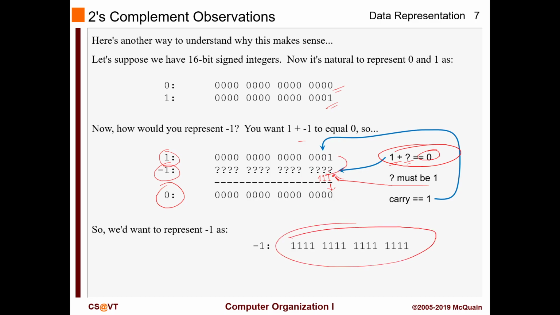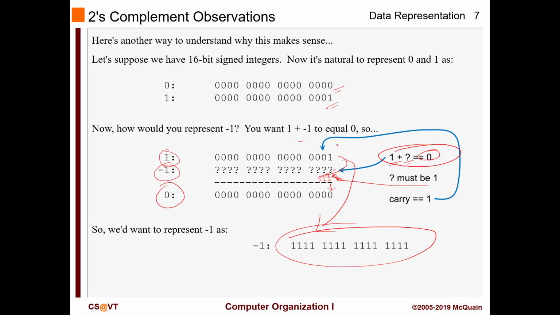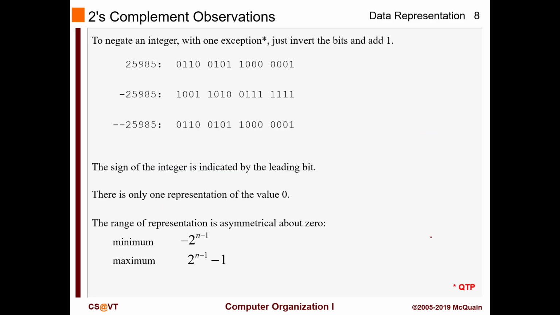From this, we want this number. How do we get that? The basic idea is 2's complement, because if we switch the number and do a plus 1, it just turns into this number. So to negate an integer, just invert the bits and add 1, and we can convert back over here by doing another 2's complement.